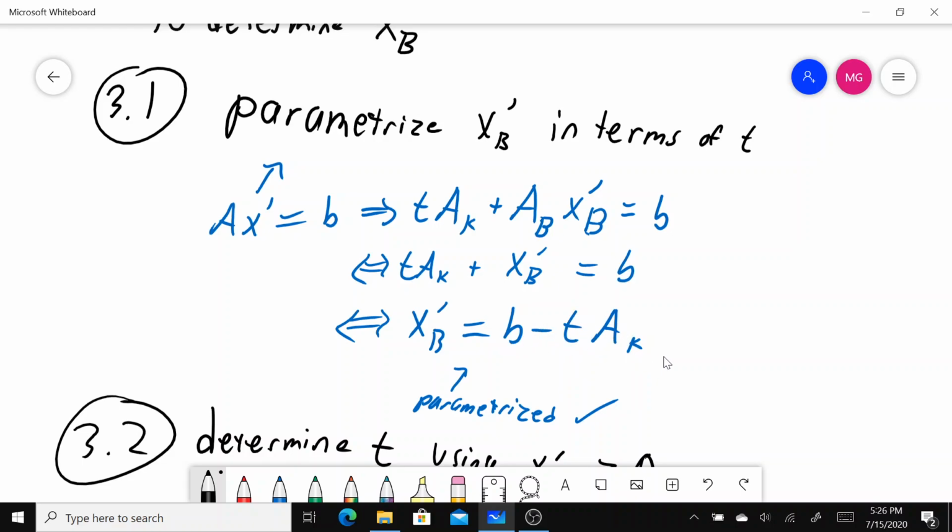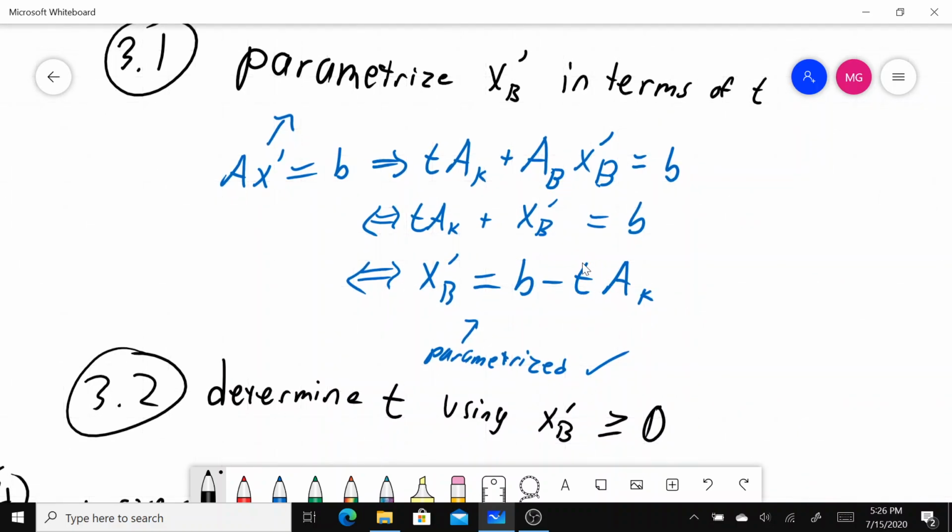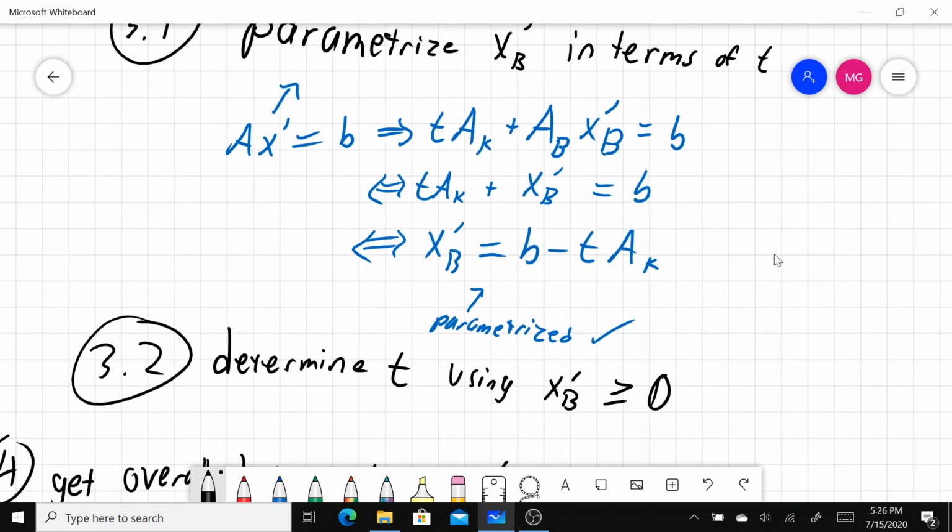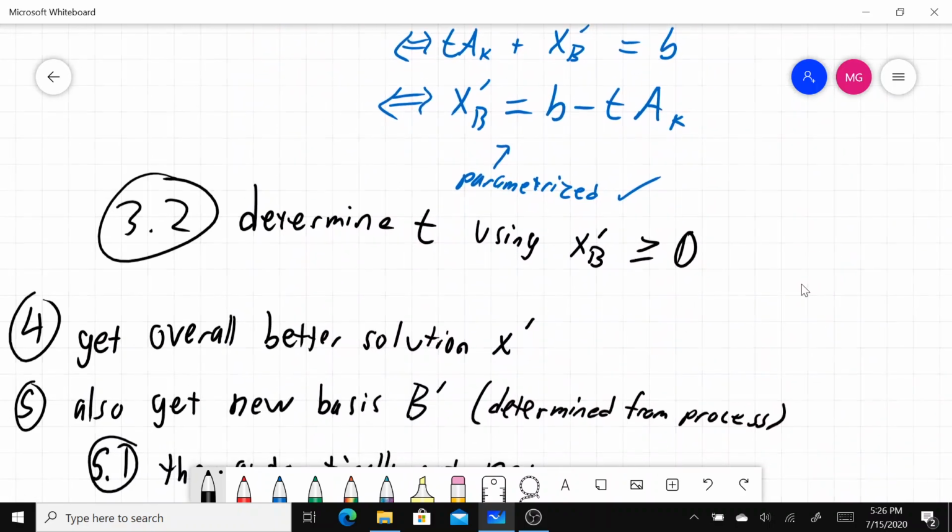The b and the a_k data is already given, so that's what it means to have parameterized xb prime in terms of t. So we don't know xb prime, but it's in terms of t. And so once we figure out t, then we figure out all of xb prime. So how do we figure out t?